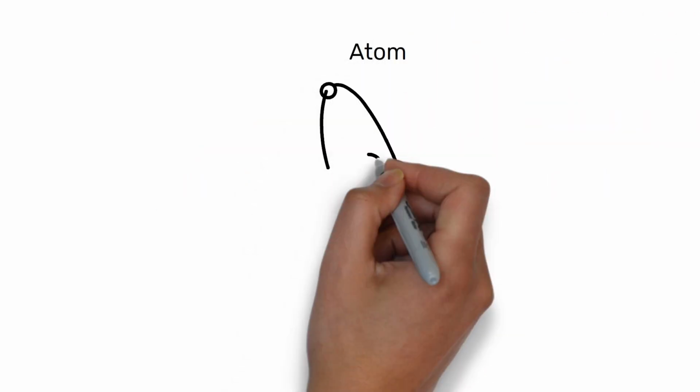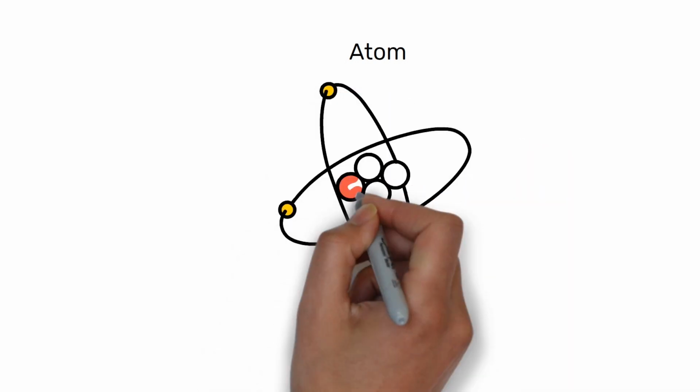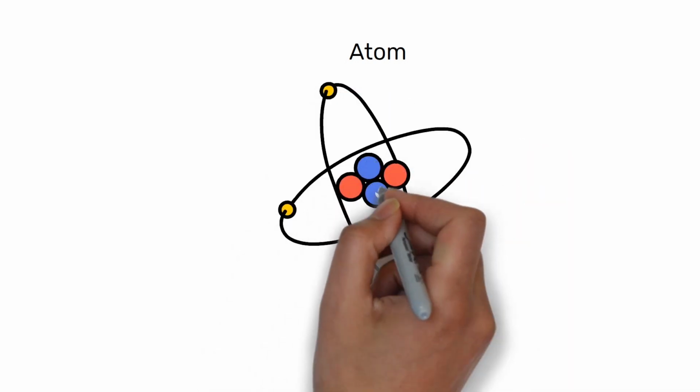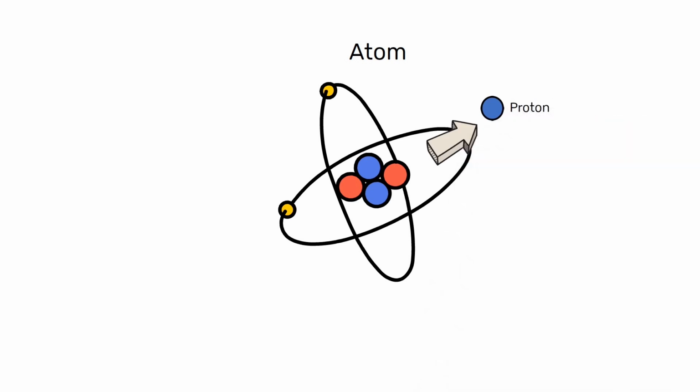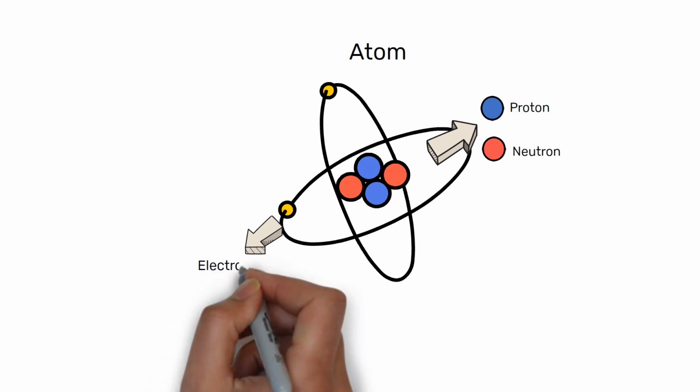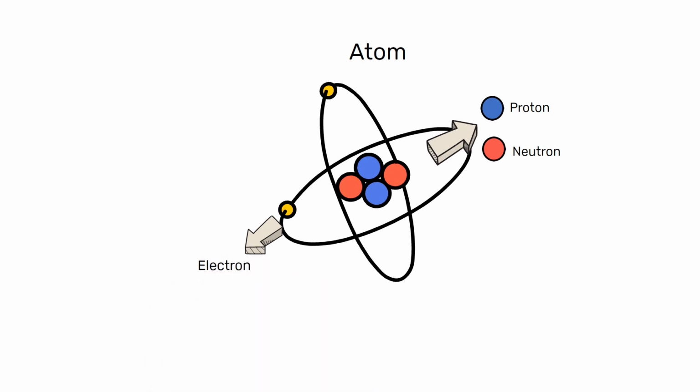So now let us take a look at the structure of an atom. In the center, we have the nucleus, which is made up of protons and neutrons. Surrounding the nucleus, we have electrons that orbit around the nucleus.